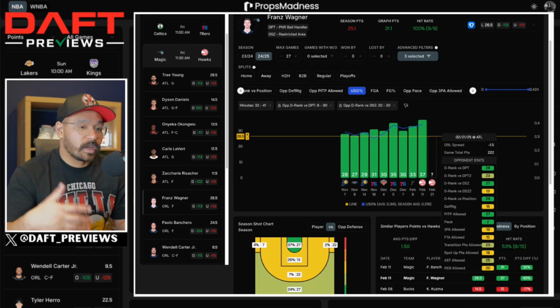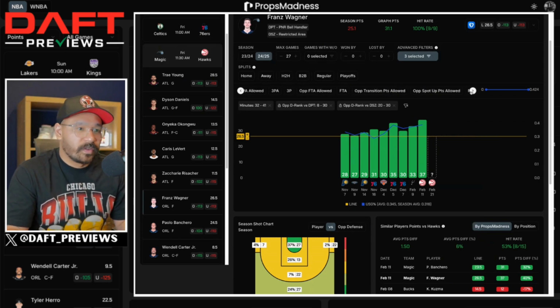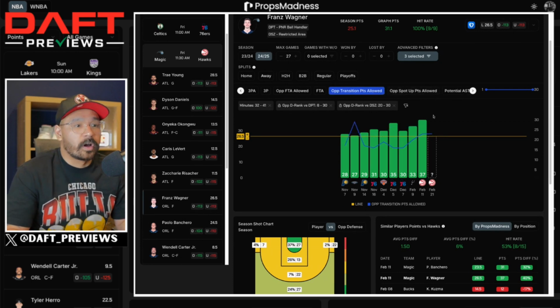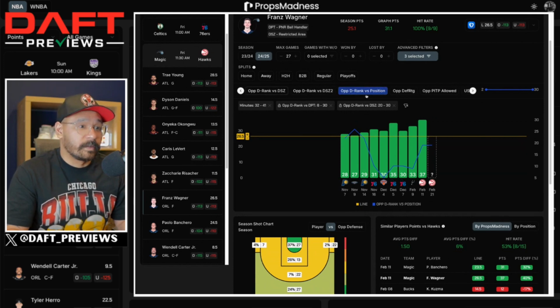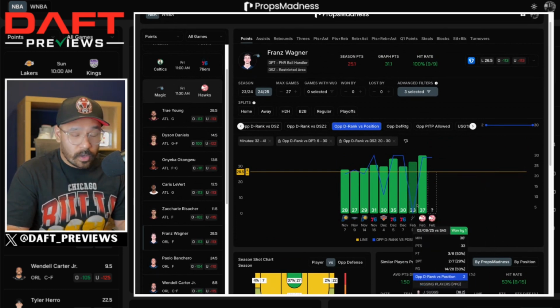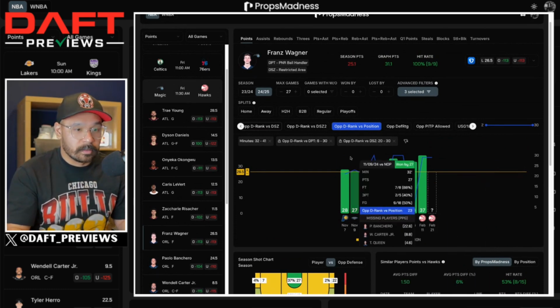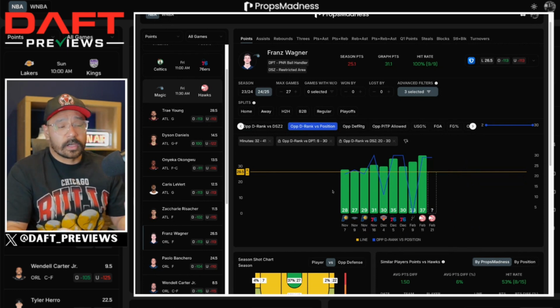It is a little bit more advanced, and I encourage you to play around with it. But this makes finding a good bet so much easier and so much quicker. So some other awesome advanced analytic filters that you have at your disposal: you can look at opposition transition points allowed, spot up points allowed. You can take a look at just specifically D rank versus position, meaning points allowed to Franz's position. So you can see that even against the Spurs, who don't allow many points to Franz's position, he's punished them. But a lot of these softer matchups, if that's your thing. But that gives you a good rundown of what you could be doing when it comes to points props.